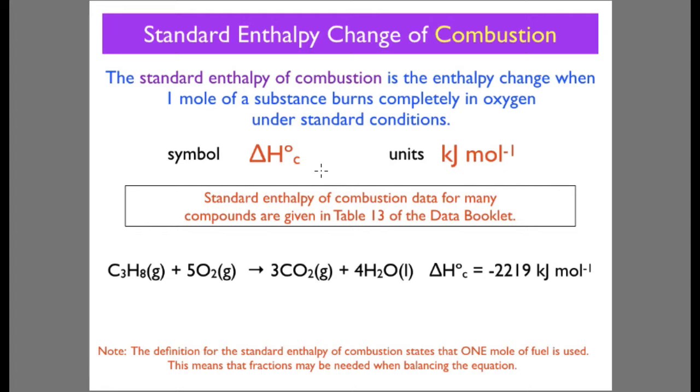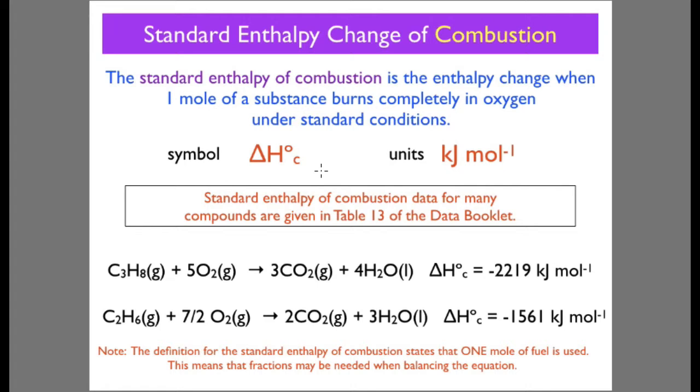Here we've got propane and oxygen being fully combusted to give carbon dioxide and water, and we've got the standard enthalpy change of combustion as minus 2219 kilojoules per mole. Here we've got ethane reacting with oxygen to give us just carbon dioxide and water. And note that the definition for the standard enthalpy of combustion states that 1 mole of fuel is used. This means that fractions may be needed when balancing the equation. So if we've got 1 mole of ethane, we're only going to need 7/2 moles of oxygen, and so fractions will be involved quite often.